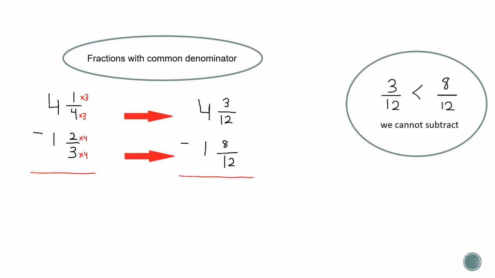But in this case, notice in the fractions that 3 over 12 is less than 8 over 12. So these two fractions cannot be subtracted. So in this case, when we cannot subtract the fractions, we rename the first fraction. Now I will explain what the meaning of renaming a fraction is.